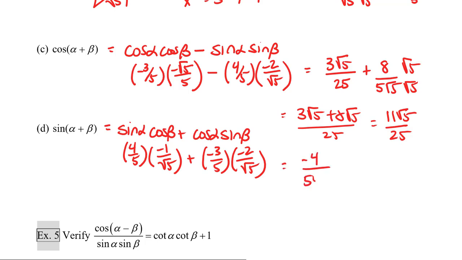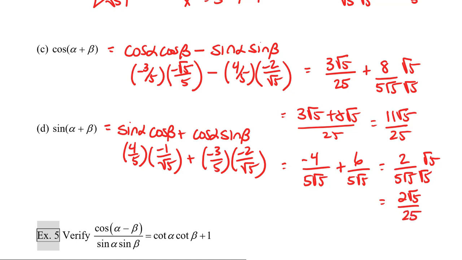and this gives me negative 4 over 5 root 5 plus 6 over 5 root 5, which is equal to 2 over 5 root 5, and if I rationalize, I get 2 root 5 over 25.